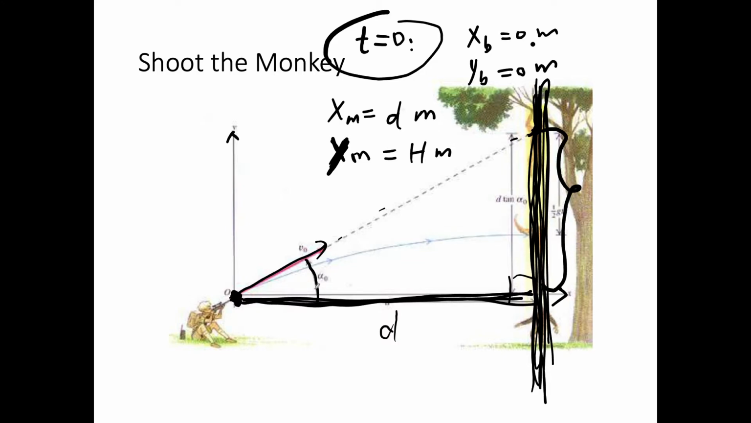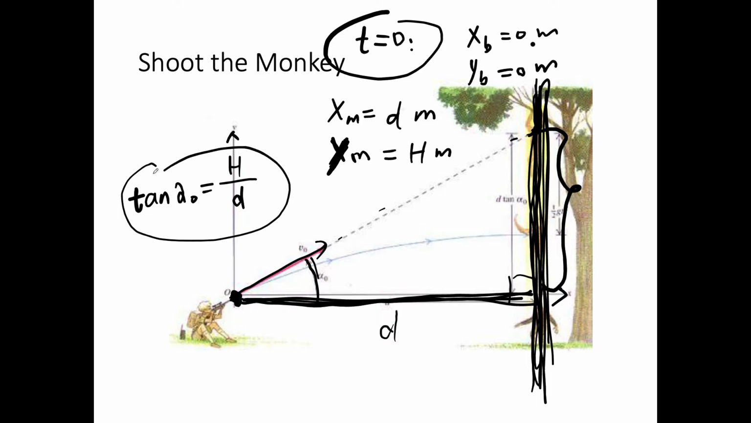Now we directly aim the rifle at the monkey. So we will have an initial angle of the bullet, we call it alpha 0. From trigonometry, we should have tangent alpha 0 equals h over d. And we are going to use this equation later for our proof.